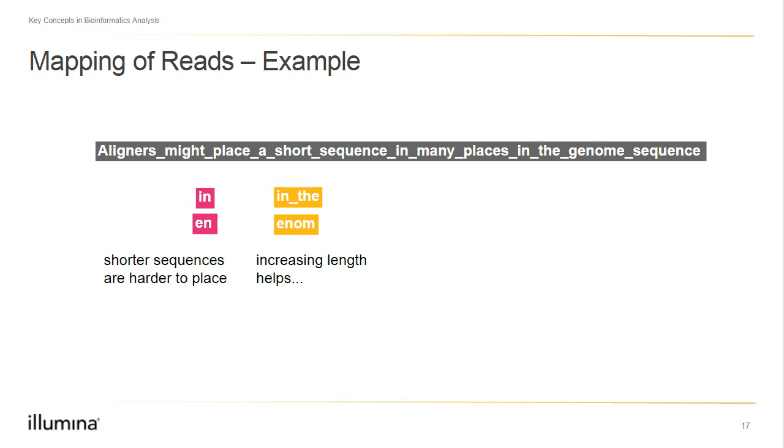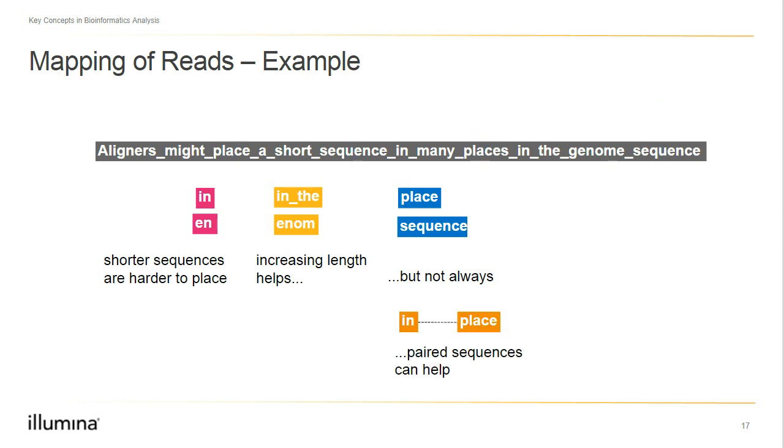If we increase the length, that may not always be the best answer. And if we have "place" and "sequence", we can see that those reads should align here, but they can also align here. In that last case, paired end reads may be more appropriate. So here we have the read "in" ... "place", and that can only align in one spot here.